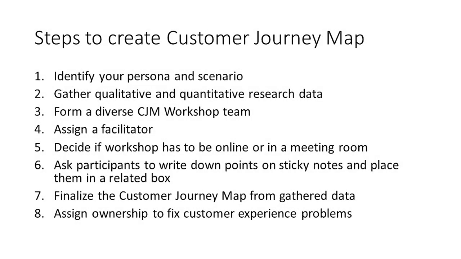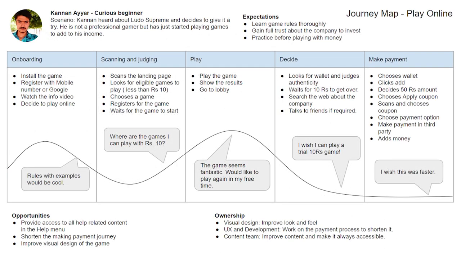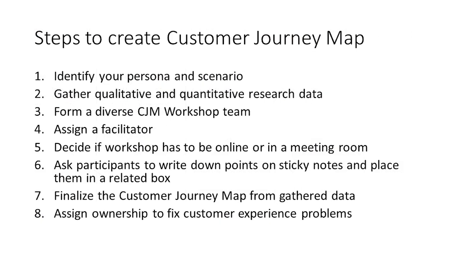First, identify your user persona and scenario. In this example, our user persona is Mr. Kannan. Second, gather as much data as you can. I mean the research data: CSAT, support logs or recordings, analytics, and any other research conducted. The research data can be gathered from both qualitative as well as quantitative methods. If you don't have any research data, it is better to create the customer journey map after your research is completed.